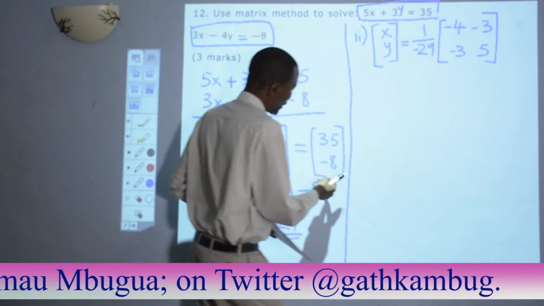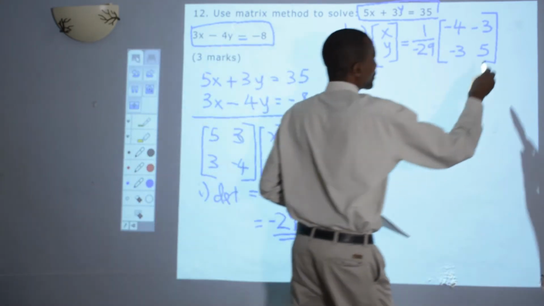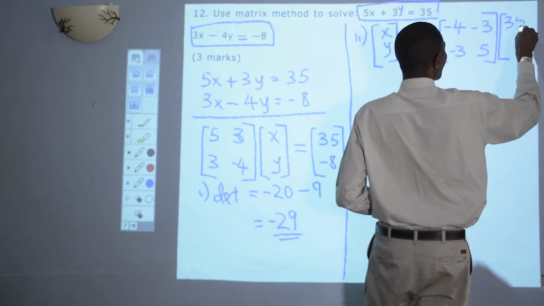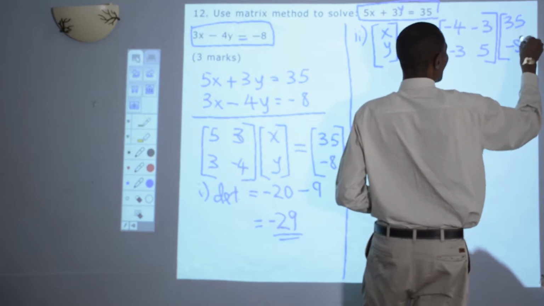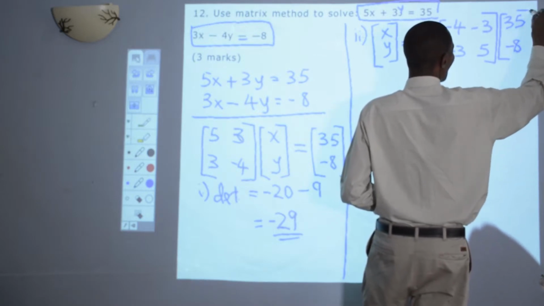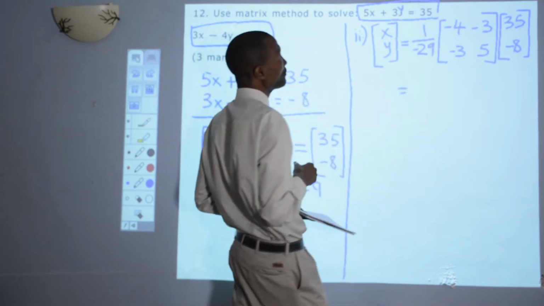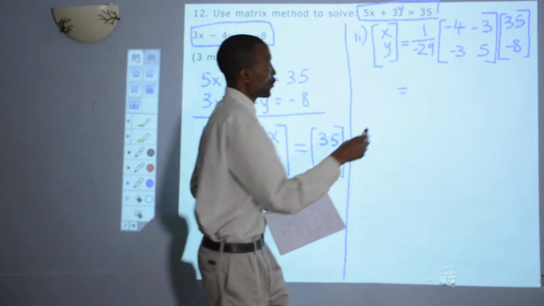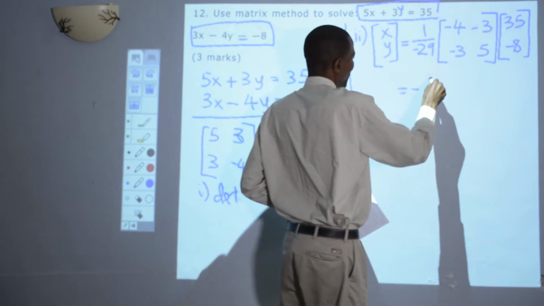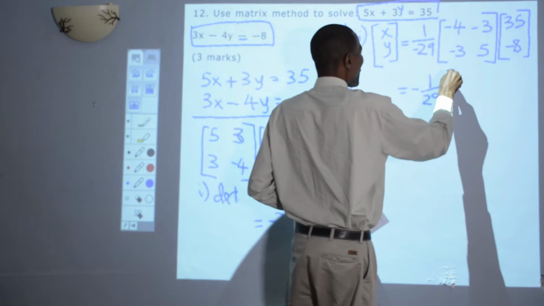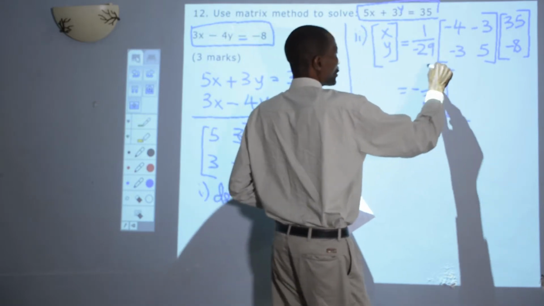Having done that, now bring in this other values matrix. That is negative 35 and negative 8, like that. Close that as a matrix, and then we proceed to the next level. In the next level, we hold this divisor outside, negative 1 over 29. Then we carry out this multiplication.